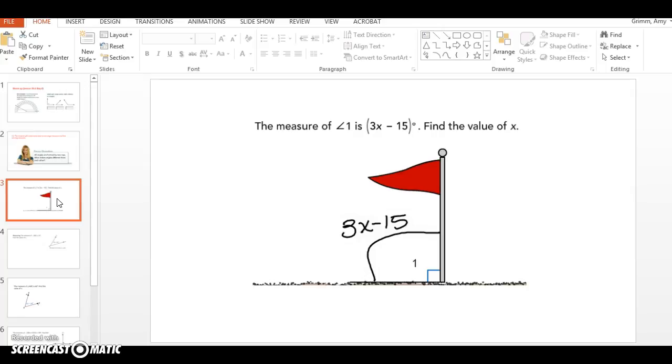No. It's 90 degrees, right? You see the little box? So we know that the angle is 90, but that's not what they asked us to find. They asked us to find the x part. So does anybody know how we could set this up as an equation to solve it?